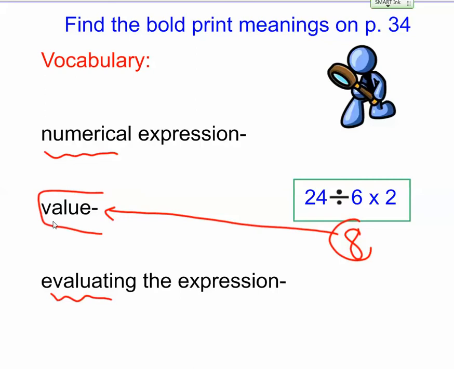So these vocabulary words seem like big words, but in reality, this is a numerical expression: 24 divided by 6 times 2. In other words, it just has numbers and some operation symbols. I want you to divide and I want you to multiply. So that's a numerical expression.